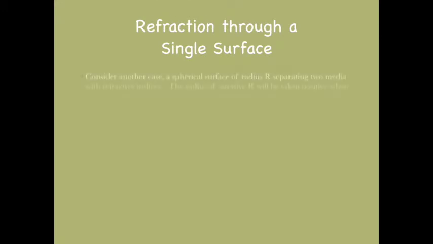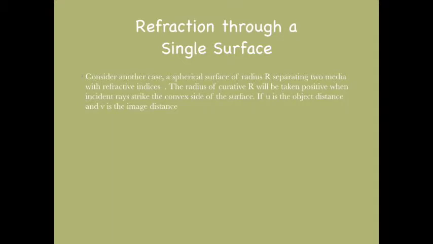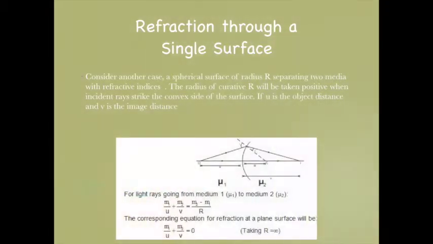So let us consider another case. Here I have the radius of curvature taken to be positive, and u and v are the image and object distance. In this case, I get mu1 by u plus mu2 by v equal to 0.